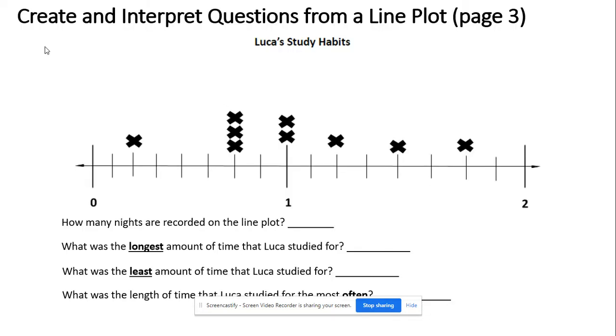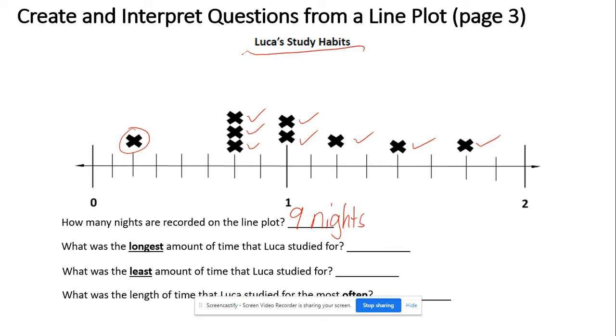All right, let's start on page 3, creating and interpreting questions from a line plot. We can see that our title is up here, Luca's Study Habits. So that's what each of these are going to represent, each night that he's studying. The first question says, how many nights are recorded on the line plot? Remember, each X represents one night recorded. So we just need to count the X's. 1, 2, 3, 4, 5, 6, 7, 8, 9. So 9 nights are recorded.